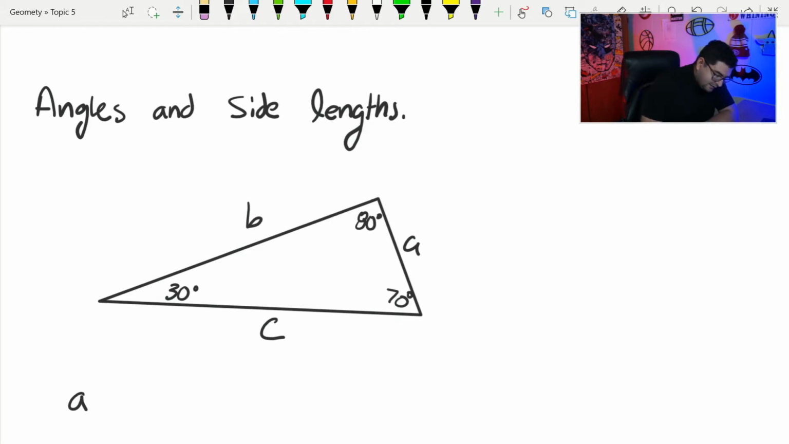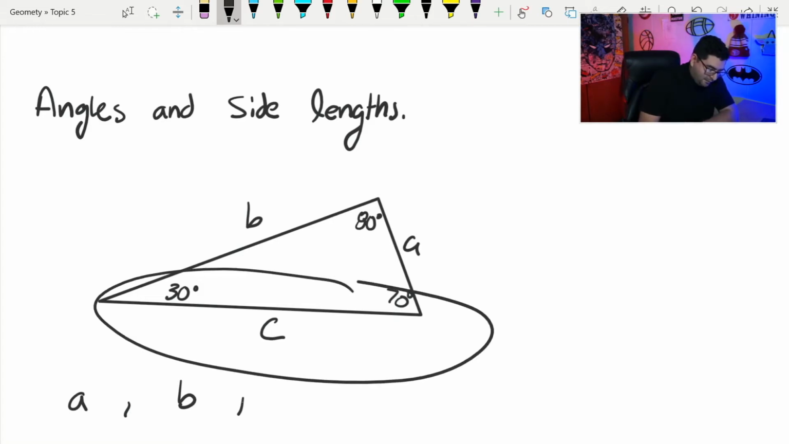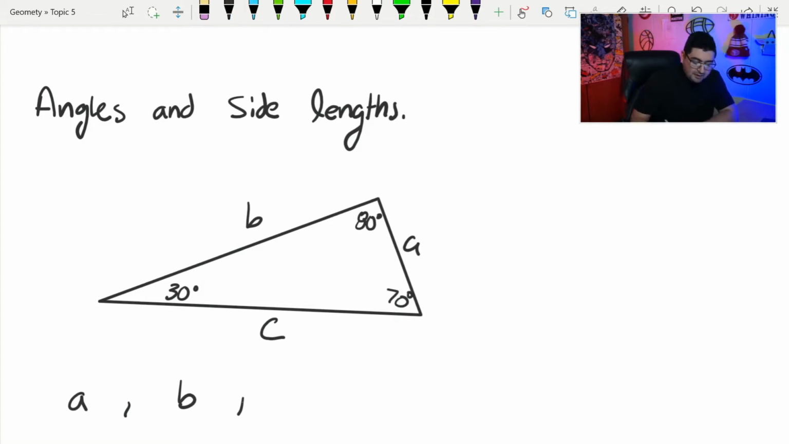Then 70 degrees and 80 degrees. 70 is smaller than 80, so whatever side is opposite to the 70 degree angle would be B. Finally, 80 degrees is my largest angle, so since side C is opposite to that angle, that means that side C is going to be my longest side. And the opposite is also true.